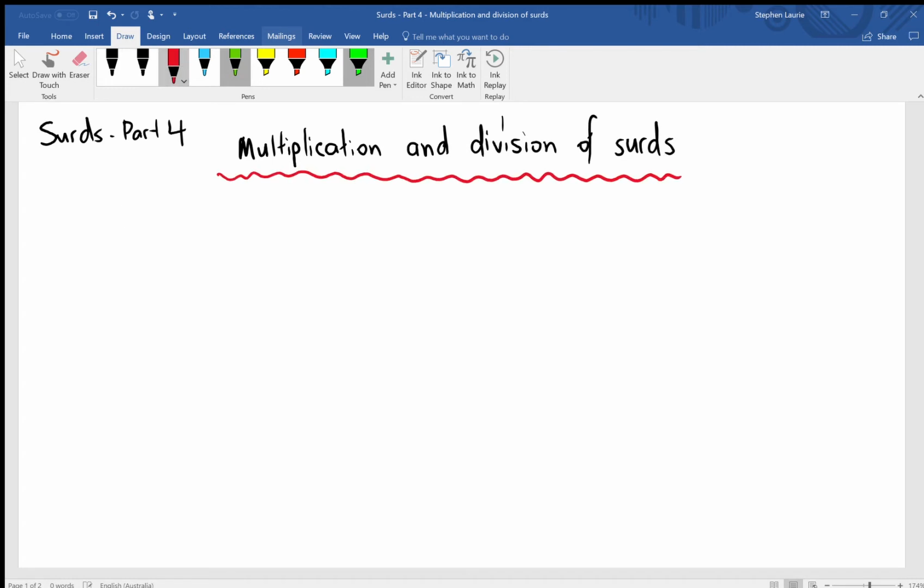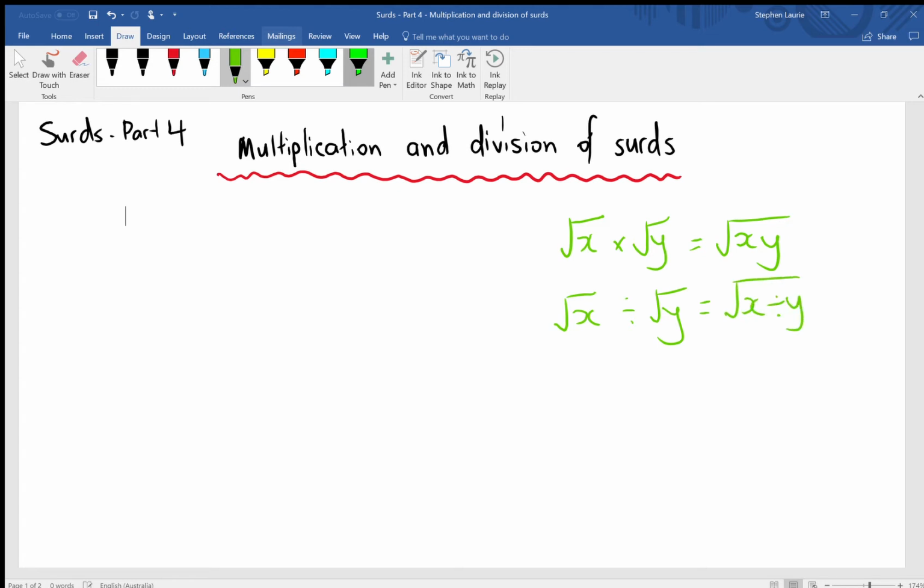Okay, now just refreshing what those rules are. We've got that the square root of x times the square root of y is the same as the square root of xy. And same with division. We've got the square root of x divided by the square root of y. That's the same as them all under the one square root. So we're going to use those rules to help us with our examples.